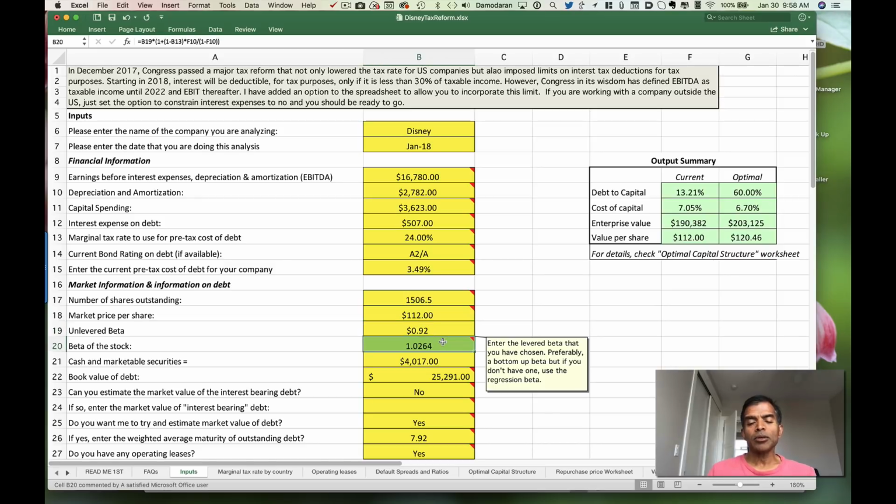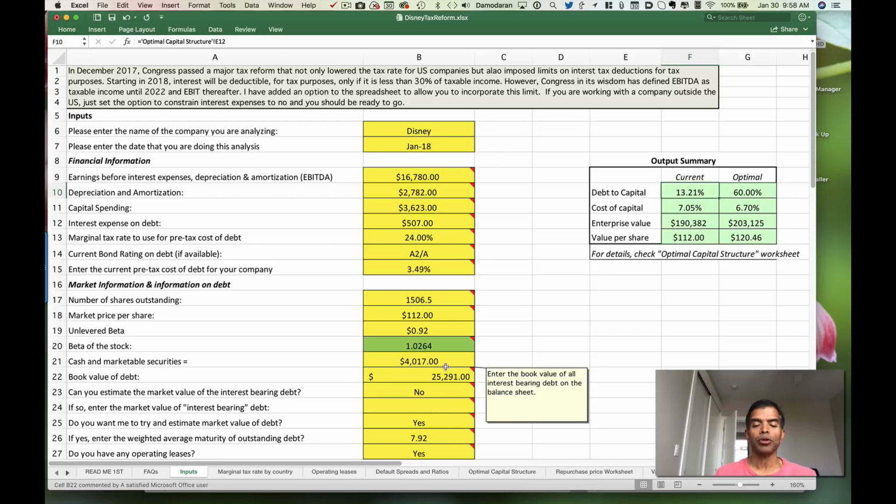My levered beta gets computed. That's why it's shaded green. I lever your beta based on your existing debt ratio and tax rate to reflect what the beta will be at your existing debt ratio. And Disney's existing debt ratio is about 13.2% debt, about 86.79% equity. Then I ask you for cash and marketable securities.